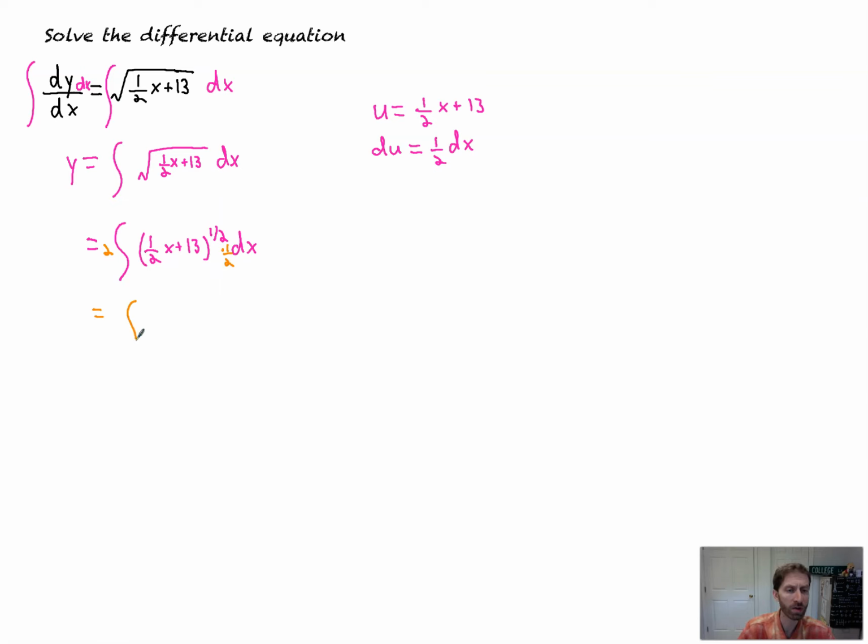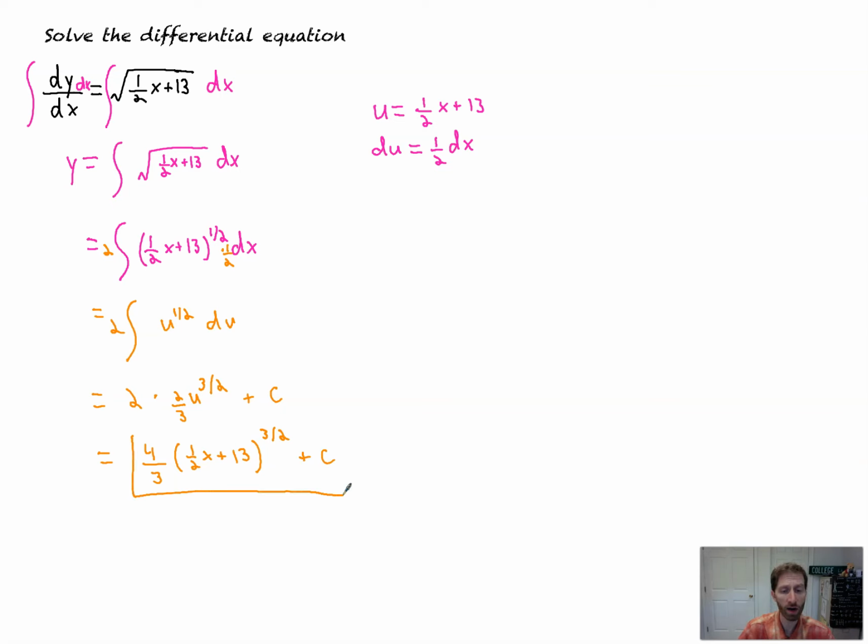Now we keep going. We've got the integral of 2 just hanging out. 1/2 dx, that just became du. This is now u to the 1/2, not so bad. And now we integrate like normal. So u to the 1/2, its indefinite integral is going to be u to the 3/2, dividing by 3/2 is multiplying by 2/3, plus c. And we'll end up with 4/3, 2 times 2/3. We'll plug back in for u: 1/2 x plus 13, don't forget about that 3/2, raised to the 3/2 plus c.